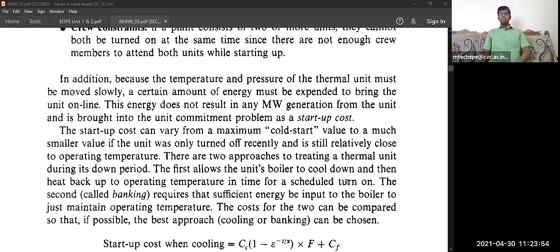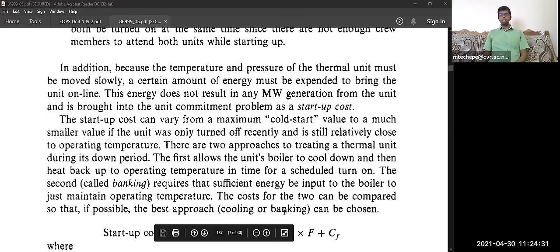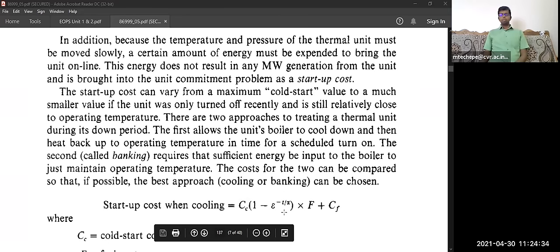Once it is off, after 3 or 4 hours there might be a sudden demand, so we want to turn the generator on again. Some heat will still be in the water, and that is the scheduled turn on. The second approach is called banking, which requires sufficient energy to be input to the boiler just to maintain the operating temperature. The cost of the two can be compared so that the best approach, cooling or banking, can be chosen.